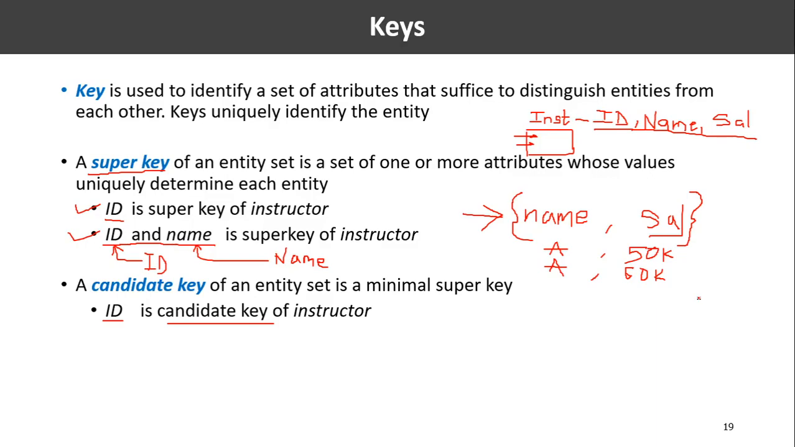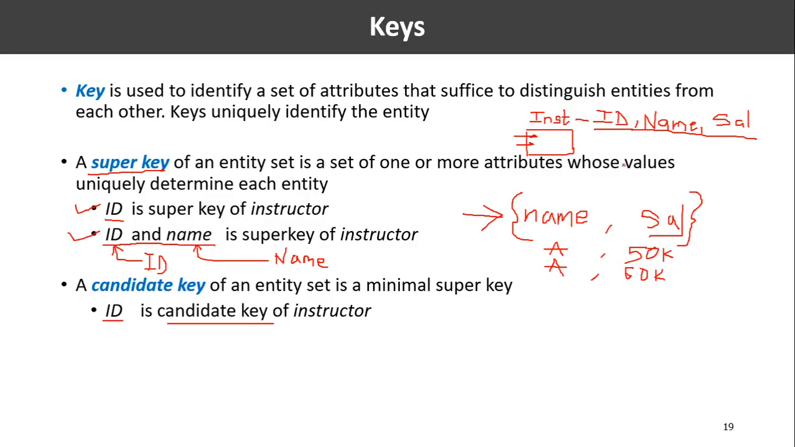Our assumption is that no two instructors having the same name have the same salary, but two instructors having different names may have the same salary. According to this assumption, even if we try to find a proper subset of this super key name, salary, it is not possible to come up with a proper subset that is also a super key. So only name is not a super key, only salary is not a super key, but if we consider name along with salary, then it is a super key.